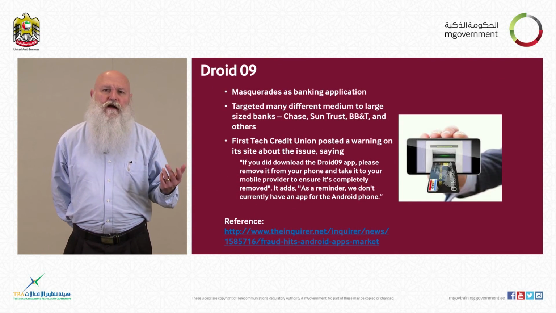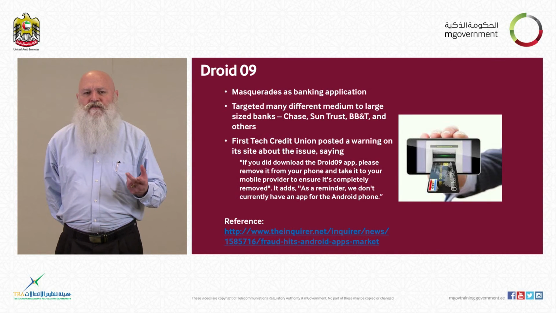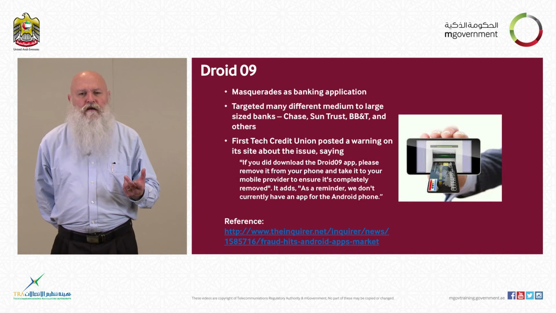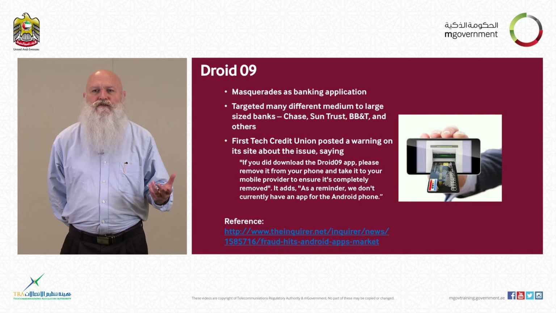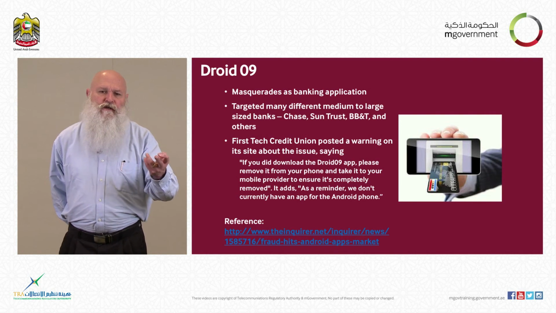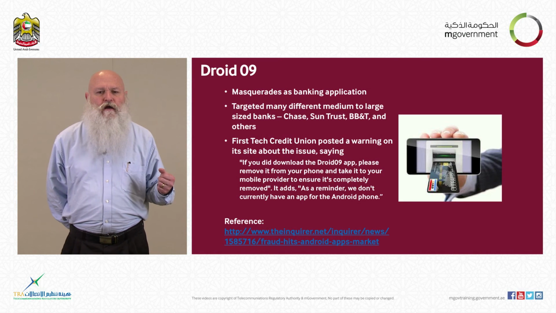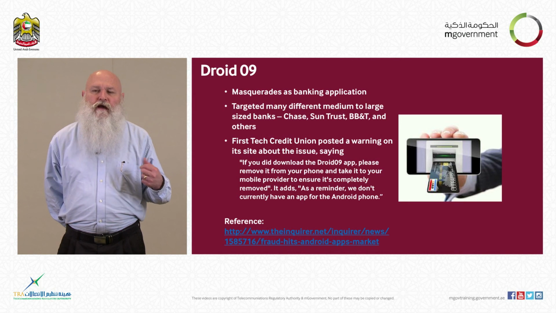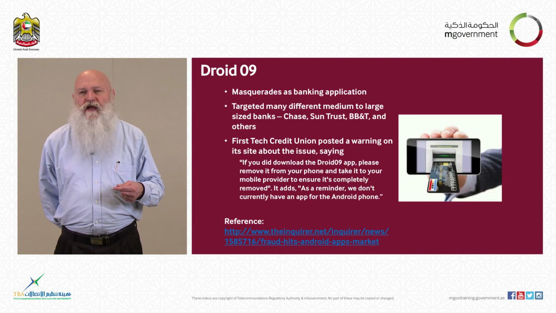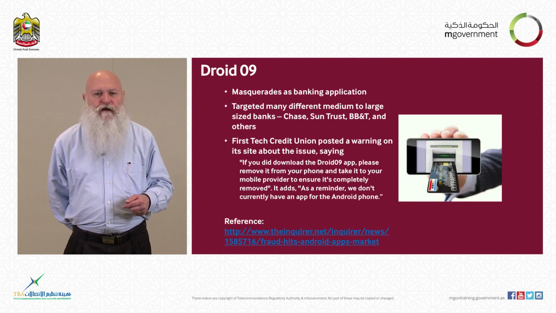An example of a Trojan application found in the wild was Droid09. This targeted some small and medium-sized banks in North America and imitated a legitimate banking application. What it actually did was steal the logon credentials from the user and transmit them to a remote location. You can see the message First Credit posted warning their users about this, saying, if you downloaded this app, please remove it and take it to your provider to make sure it's completely gone. And as a reminder, we don't even have a banking application for the Android platform. So the reference for this particular story is provided at the bottom.